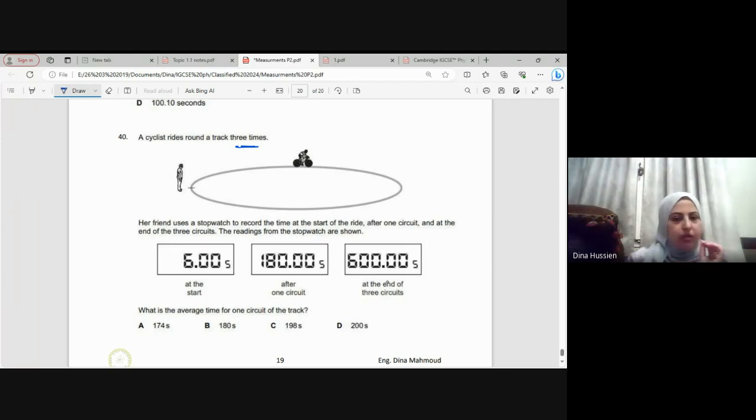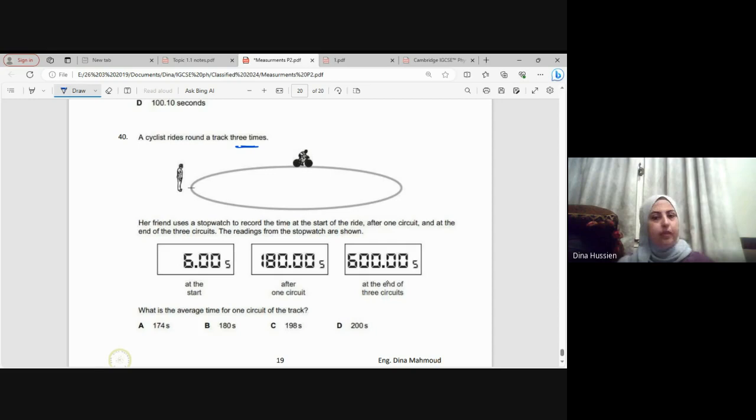So at the start of the ride, the initial time is 6 seconds. After she finished 1 circuit, 1 lap, the time was 180 seconds. After she finished the 3 laps, the 3 circuits, the time is 600 seconds. What is the average time for 1 circuit of the track? He's asking about the average time of 1 circuit. How many readings did she take? 3.